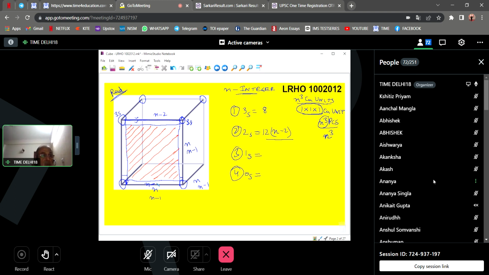Similarly, this length also is n minus 2. The height is n minus 1 unit and minus 1 unit. So what is the length of this? N minus 2. How many pieces are along this? N minus 2. So how many pieces are there within this square? N minus 2 into n minus 2. On one face, how many pieces will we get? n minus 2 into n minus 2.